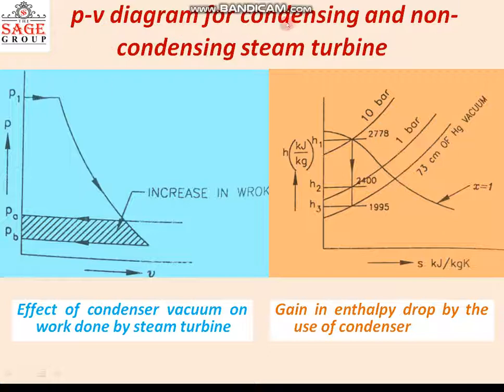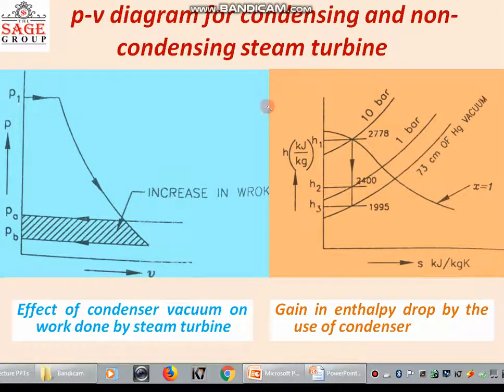Now there is a PV diagram for condensing and non-condensing type of steam turbine. From the PV diagram you can see the pressure decreases, and the pressure PA is showing the atmospheric pressure. If we are not condensing the steam, then this curve will reach up to this point only. But if we are condensing the steam, then we can lower the pressure up to the pressure PV. So the back pressure can be minimized, and this is the shaded area, and this area indicates the increase of the amount of the work done by condensing. So this is the advantage.